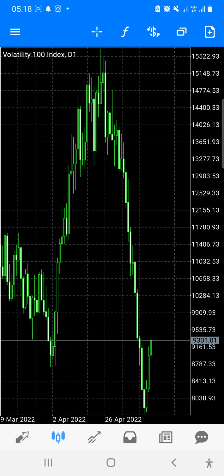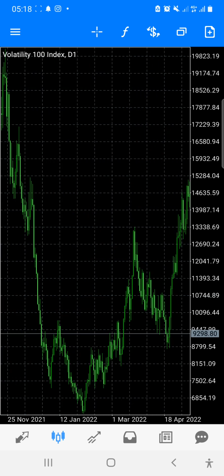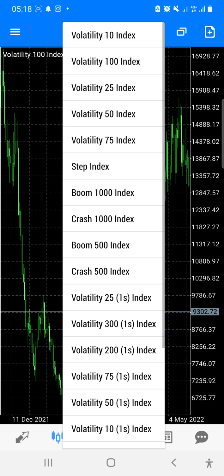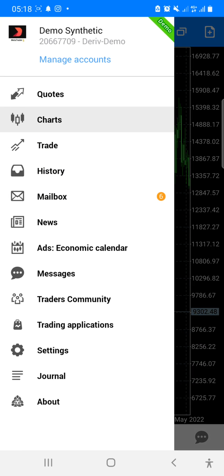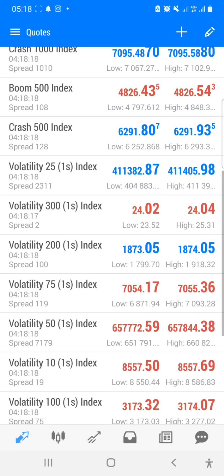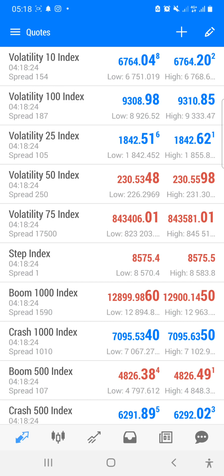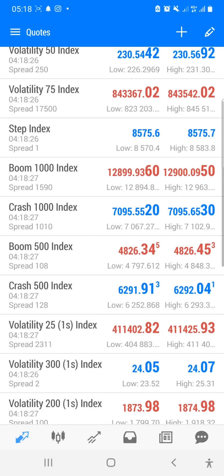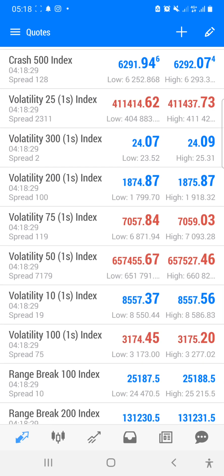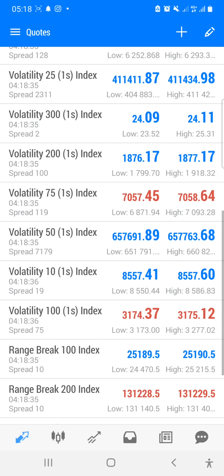While for the 25 1x and the likes, I can't really see the 1x part. For the ones with the 1x index at the back, I haven't really checked them out. Among the volatility indices without the 1x, the 100 is the fastest. So we also had the range break, jump 10 and the like.